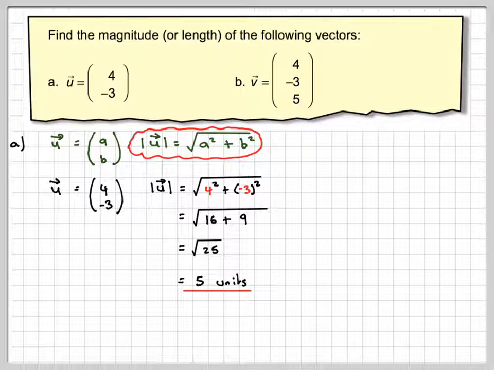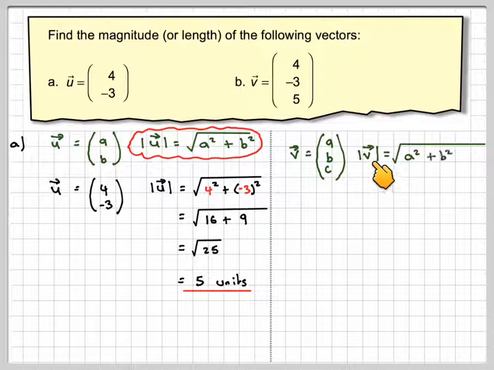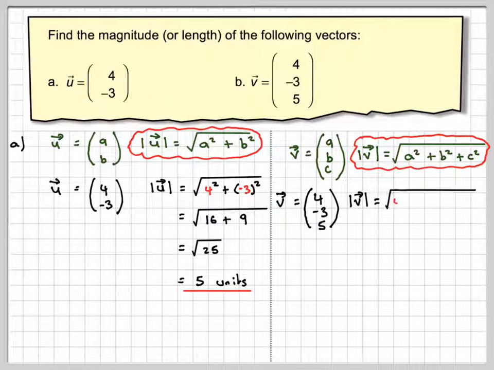So going back to this, if V is A, B, C, then the magnitude, with two straight lines, that means find the magnitude, the length, is square root of A squared plus B squared plus C squared. So V is 4, minus 3, 5. Substituting, the magnitude will be 4 squared plus minus 3 all squared plus 5 squared. Put the minus 3 into brackets.